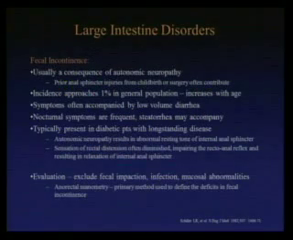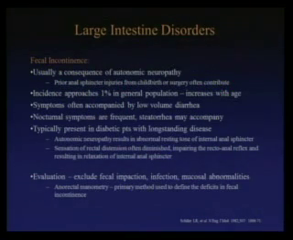Looking briefly, because we're running out of time here, large intestinal disorders, fecal incontinence is sometimes a problem. It's very difficult to treat. Usually a consequence of autonomic neuropathy, especially if they've had any prior anal sphincter injuries from childbirth or previous surgeries. Its incidence approaches about 1% in the general population and increases with age. Symptoms often start out with low volume diarrhea, accompanying the fecal incontinence. Nocturnal symptoms tend to be particularly problematic. And again, it's typically present in patients that have had long-standing disease.